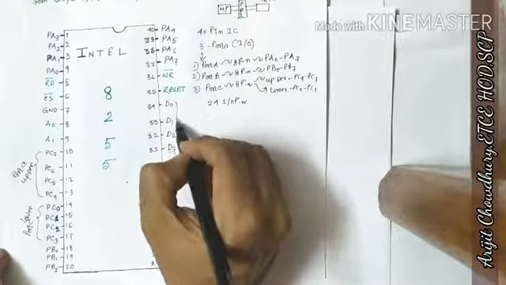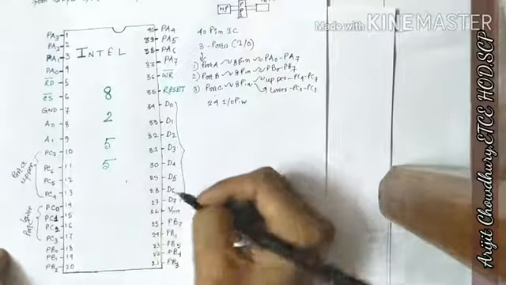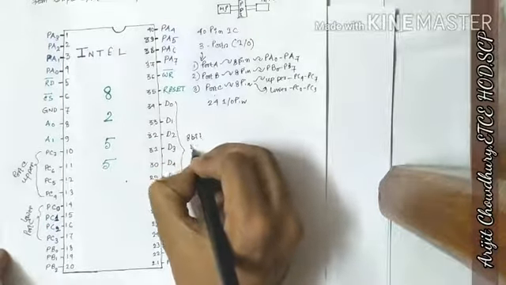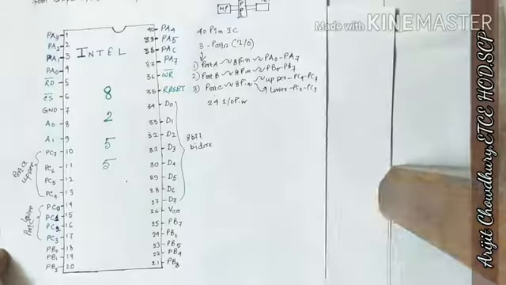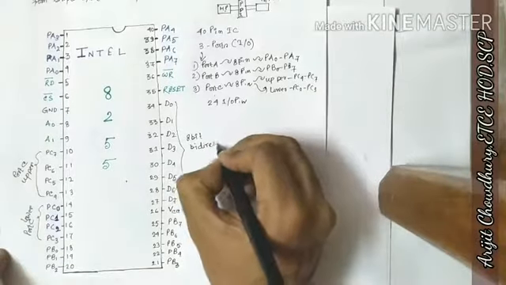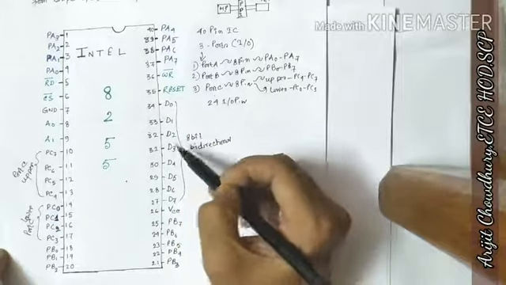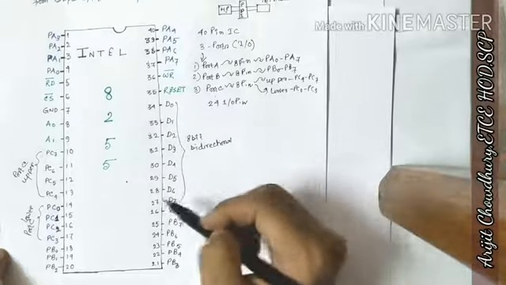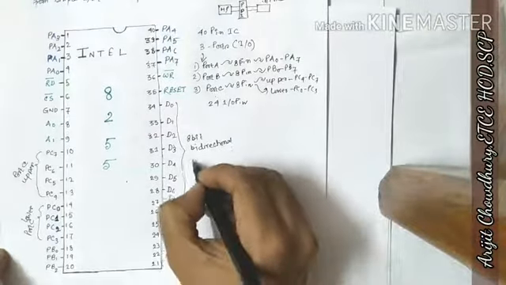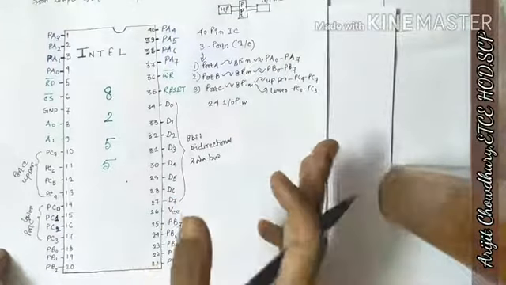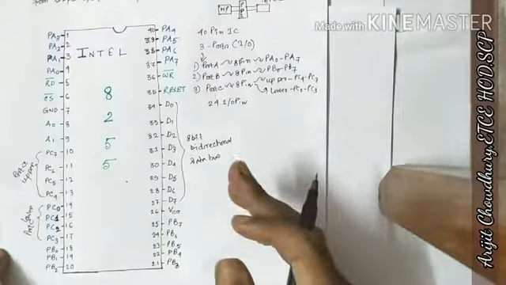These are the data bus, the bidirectional 8-bit data bus, D0 to D7, from where the data is transferred from processor to peripheral or peripheral to processor.